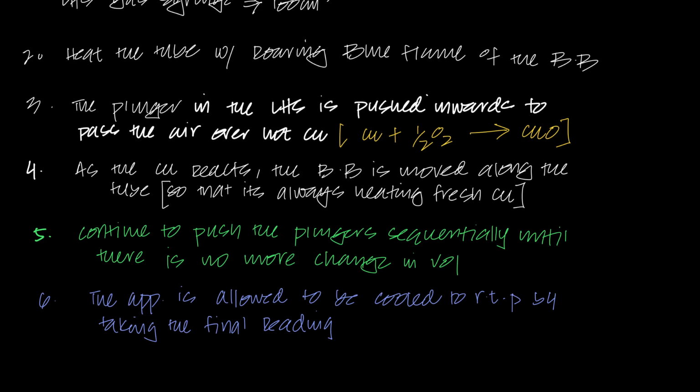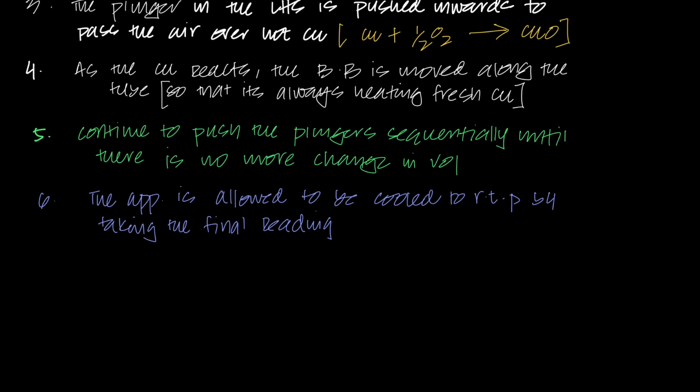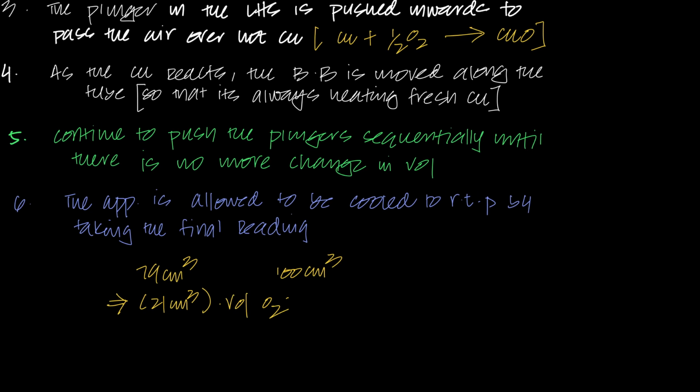And then you'll realize that once you let it cool and you take the final reading, it'll be 79 cm³, and the starting reading was 100 cm³. Why would the final reading be 79 cm³? Because out of 100, 21 cm³ of oxygen was used up, and that's through an experiment. Scientists used this experiment and they figured out, okay, 79 cm³ is left behind. That means the 21 cm³ was the volume of oxygen that was consumed. That's the volume of oxygen in 100 cm³ of air, right?